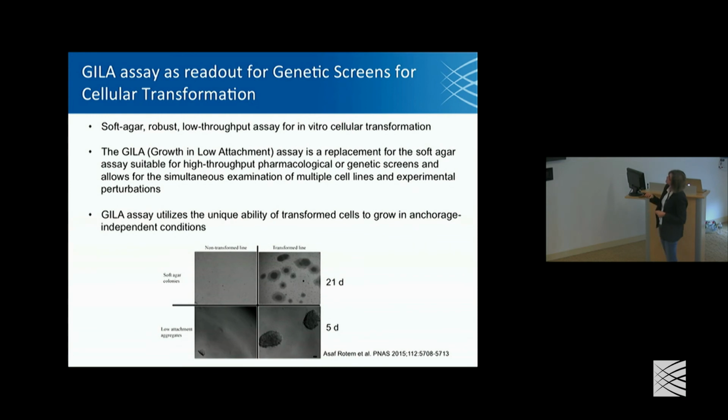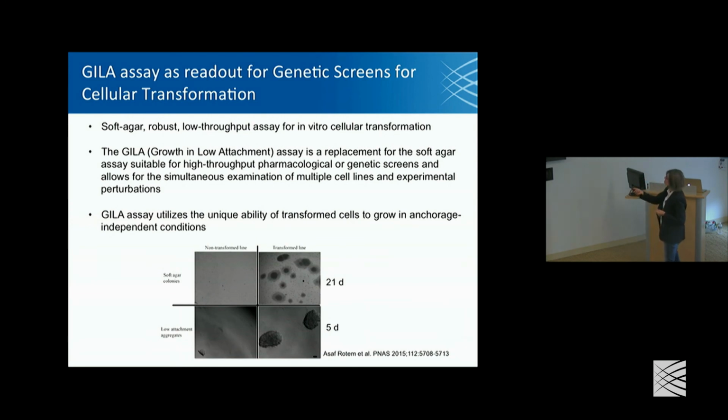Another interesting assay you can use for a genetic screen for cellular transformation is GILA, the Grow in Low Attachment assay. I don't know if you study cancer, you know what a soft agar is. It's a very low throughput, robust, but time-consuming assay to study cellular transformation in vitro. So Asaf Rotem developed this assay, GILA, to replace the soft agar, specifically for high throughput. So you can run multiple genetic screens or drug screens with this assay.